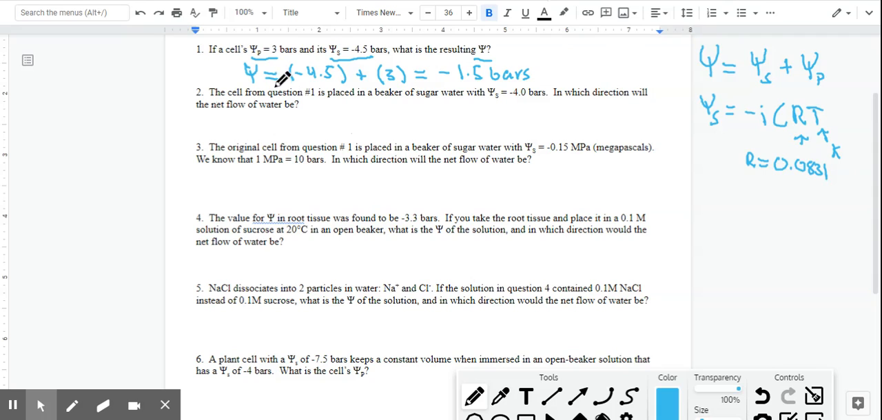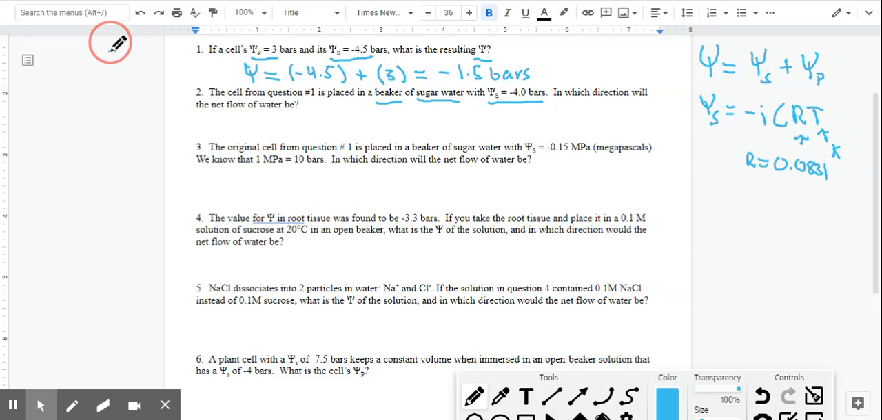Number 2, we're going to use the same cell from question number 1. So this negative 1.5 bars is now going to play a factor. It's placed into a beaker of sugar water. Mind you, this sugar water has a solute potential of negative 4.0 bars. Which direction will be the net flow of water?